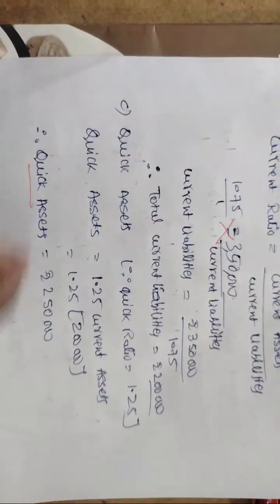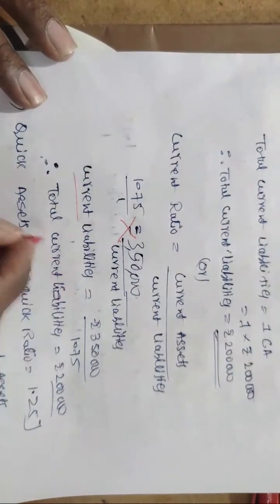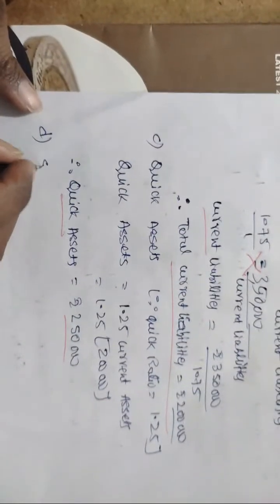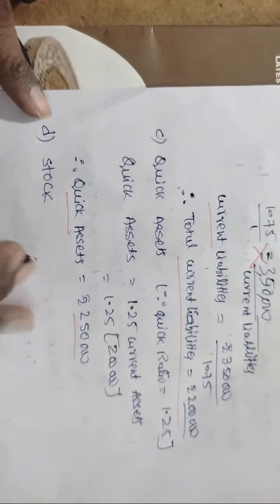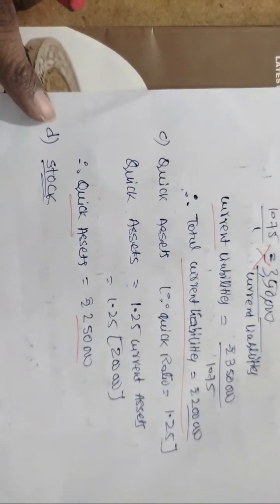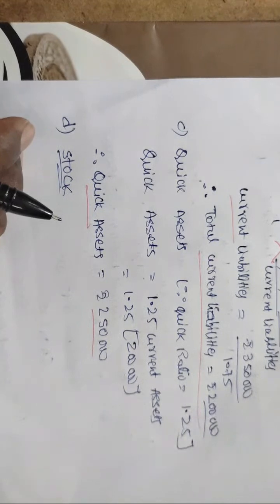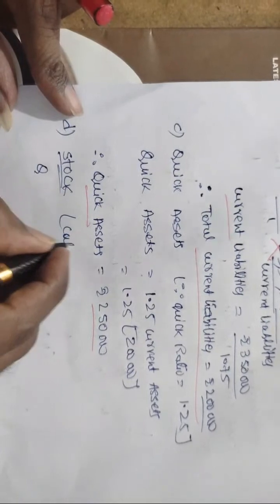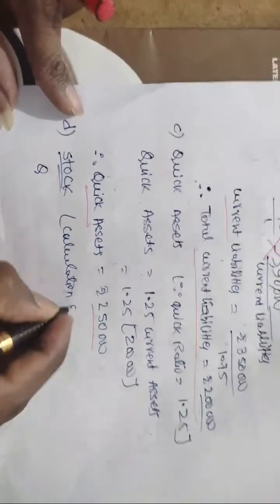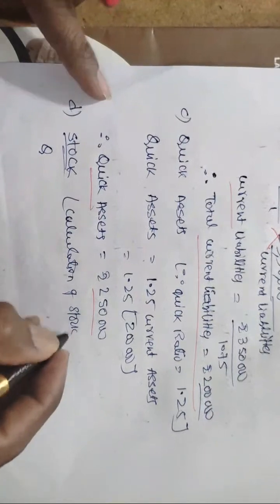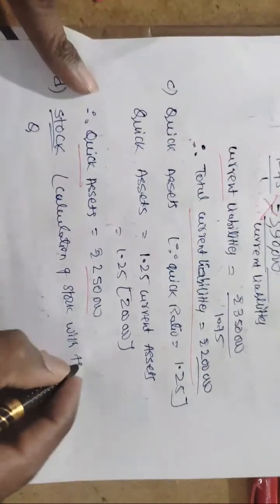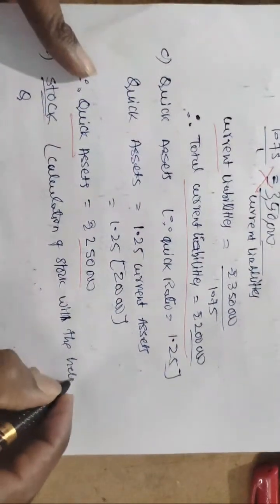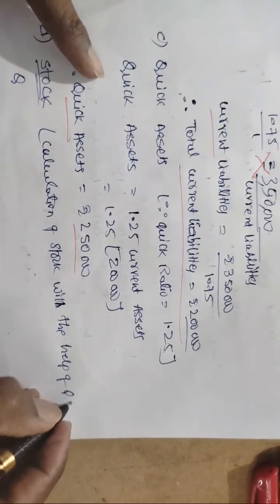So quick assets have also come, and current liabilities have come here. Then the question is asking us to calculate stock. What is stock? How will you get the stock? See, one formula is there for quick assets. With the help of that we can calculate. So, calculation of stock with the help of quick assets.